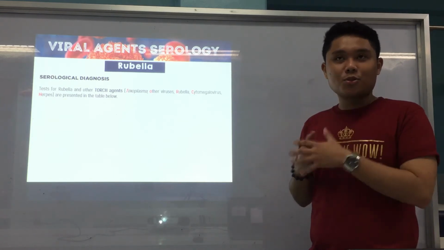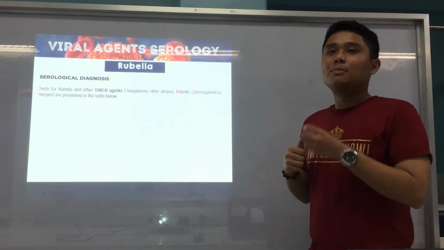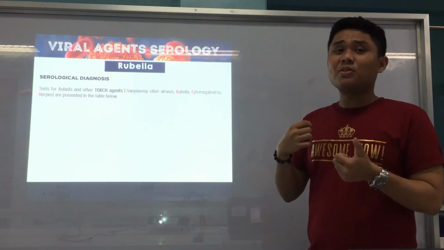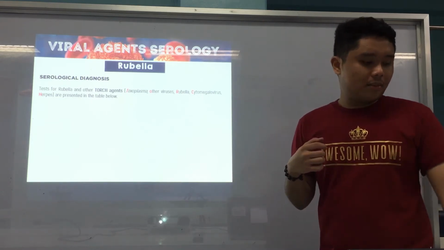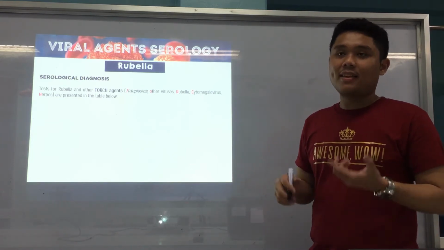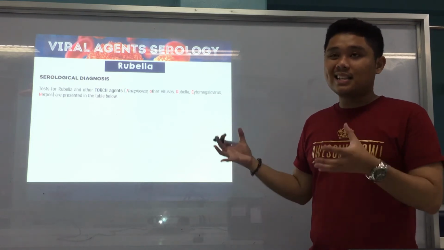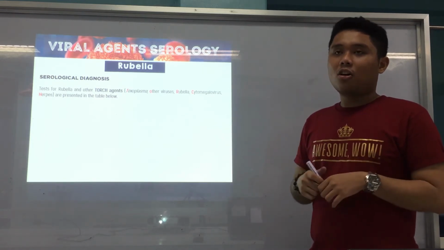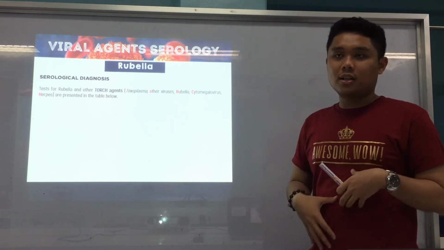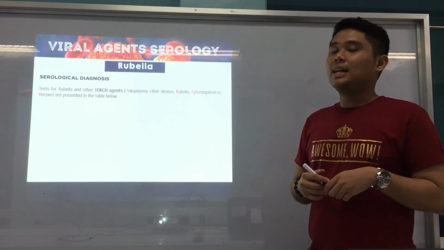Now for serological diagnosis for rubella, rubella is a part of a group of diseases known as your TORCH. I hope it was mentioned in the video, but TORCH is a group of diseases that are called your congenital diseases. Okay, these are your congenital diseases, the diseases that can infect or affect your fetus, the developing fetus inside the body of the mother.